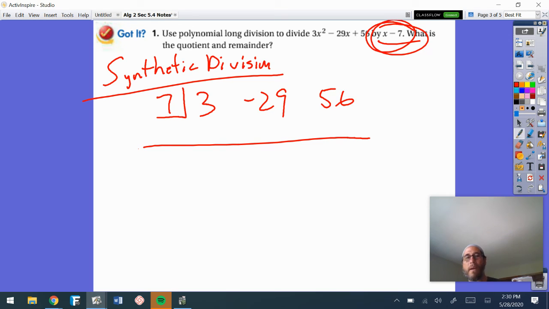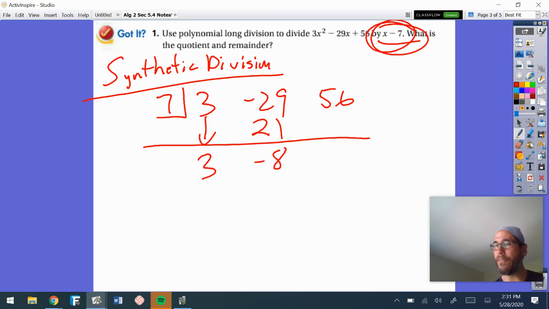Okay? And then remember, how do you get started? You just drop the first dude. Okay, and then remember, we multiply. 3 times 7, 21. Then we combine. Negative 8. Negative 8 and 7 gives me a negative 56. Oh, snap, 0. If that's a 0, what does that mean?